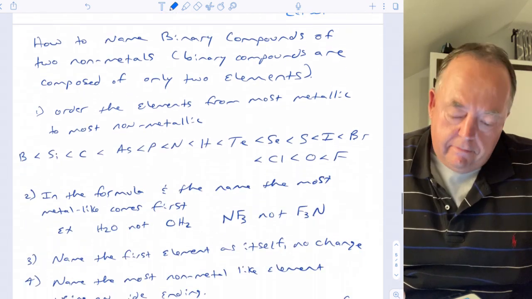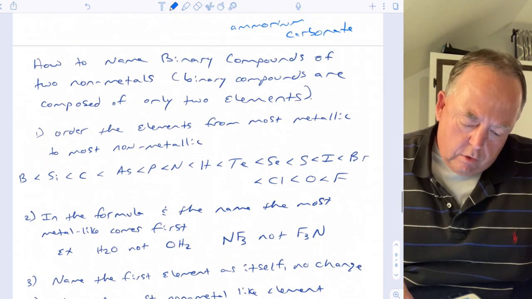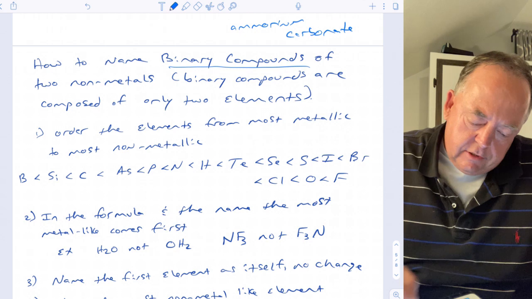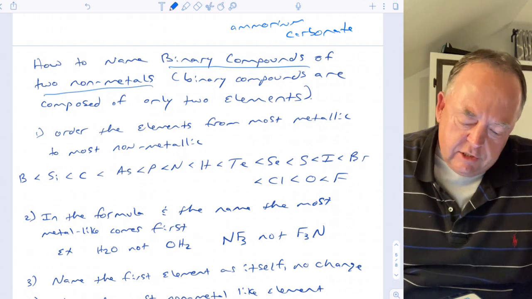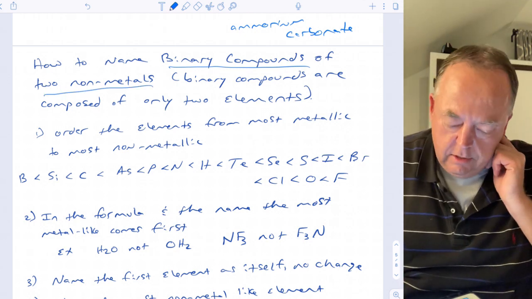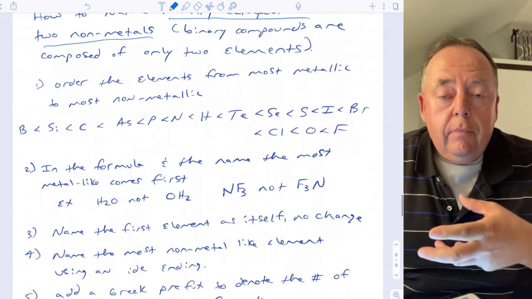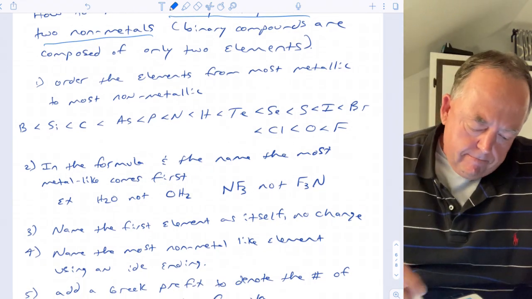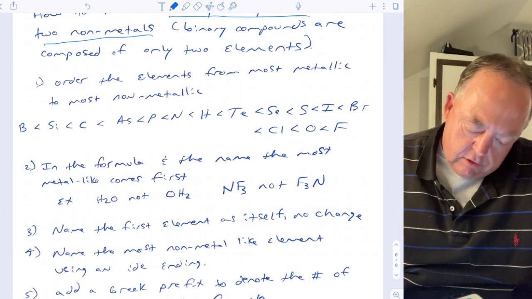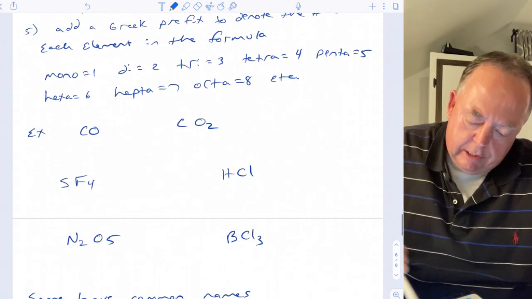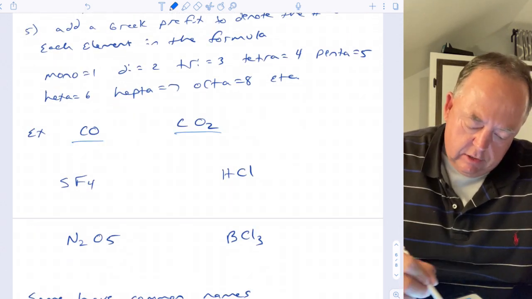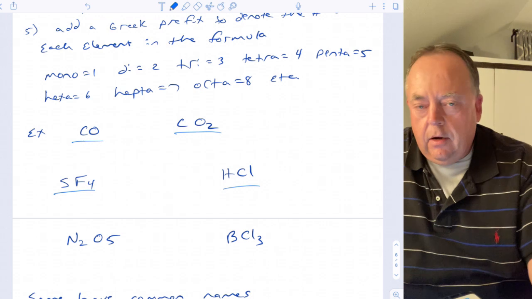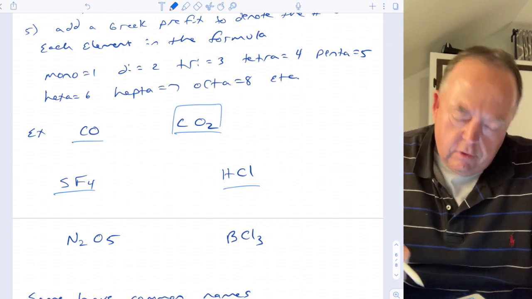Okay, so hopefully that makes sense. Okay, so naming binary compounds. If you have 2 nonmetals attached to each other, or it could be a metalloid, then the rules to name those are different. So some examples will be like this. We're going to try to name these compounds: CO, CO2, SF4, HCl.